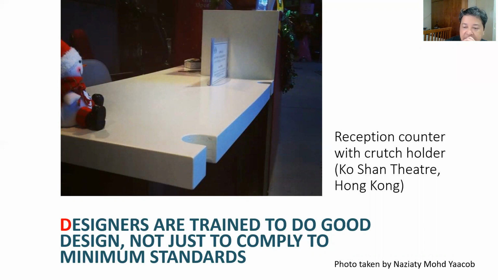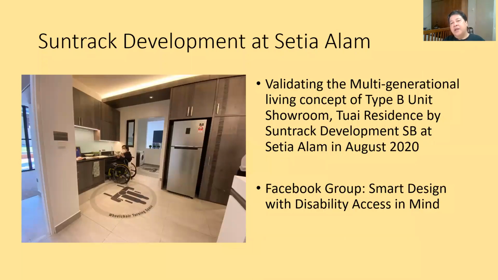And there's a sign that says you can contact an access officer to get assistance. And in some cases, you have an enlightened early adopter developer, such as the one who did a project called Twy Residence at Setia Alam, where proactively the developer approached myself to help assist with the design appraisal and come up with a type B unit, which is very accessible.